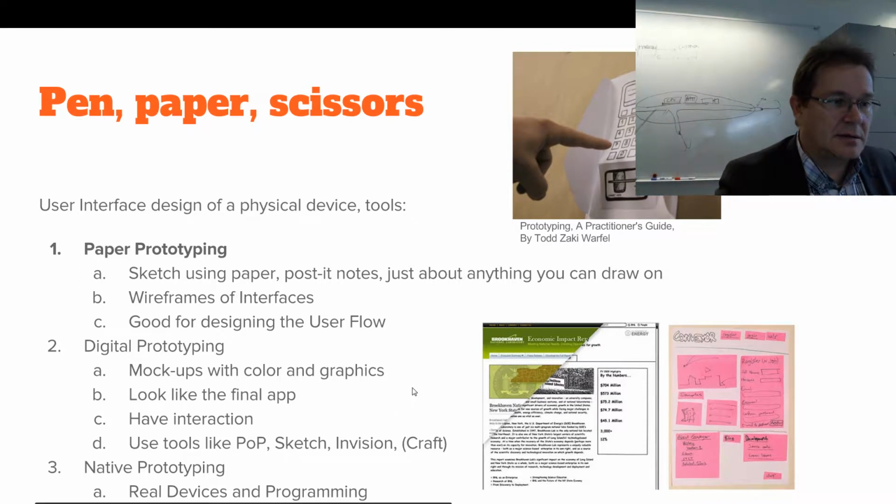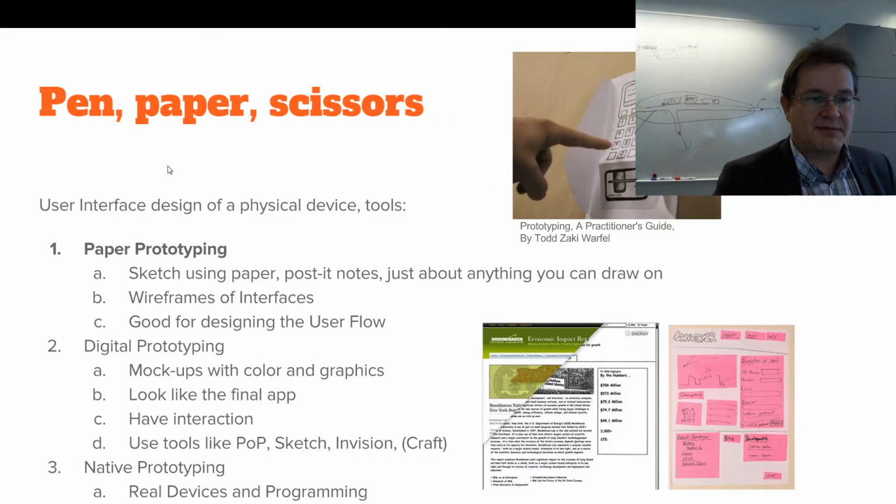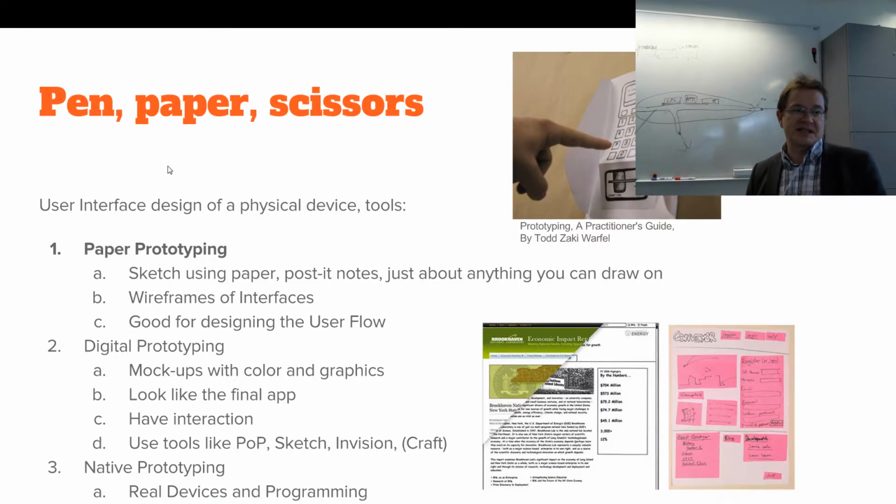Okay, and then basically the same thing, but in digital prototyping. So basically, then we go into mock-ups and using general graphic tools like Paint, for example, just to make what it looks like.